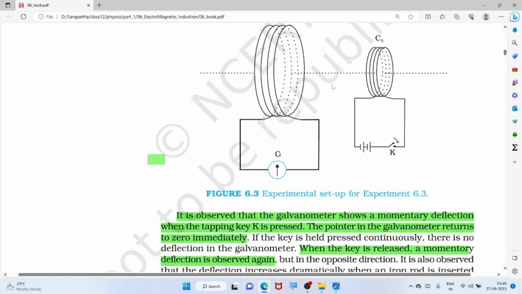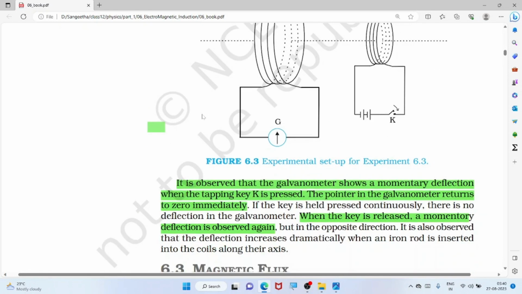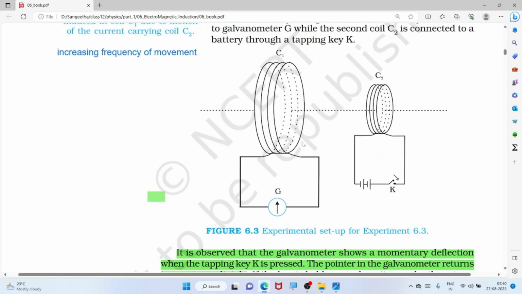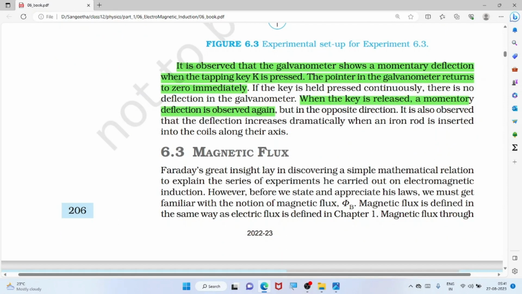In this experiment they are using an on-off switch. It is observed that the galvanometer shows a momentary deflection when the tapping key is pressed. The pointer in the galvanometer returns to zero immediately. At that moment there is a flux change when you close it. After that there is no flux change, so the deflection comes back to normal. Closing and opening, momentarily there will be a flux change, after that it will be constant. When the key is released also, momentarily there will be a flux change and deflection again.